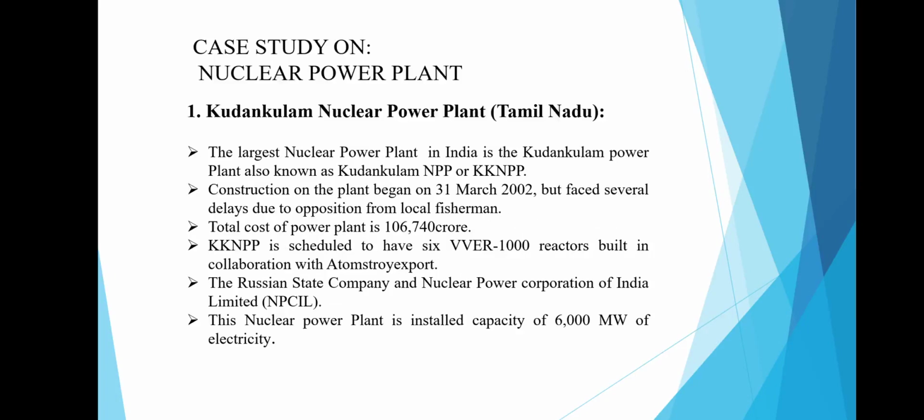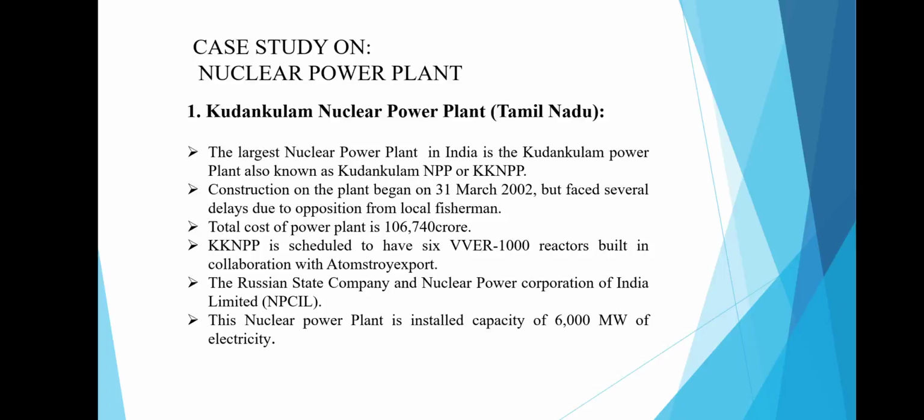Case study on nuclear power plant. The first case study is Kudankulam Nuclear Power Plant, Tamil Nadu. The largest nuclear power plant in India is the Kudankulam Power Plant, also known as Kudankulam NPP or KKNPP. Construction on the plant began on 31st March 2002 but faced several delays due to opposition from local fishermen. Total cost of the power plant is 106,740 crore.